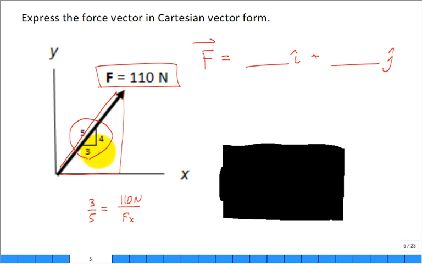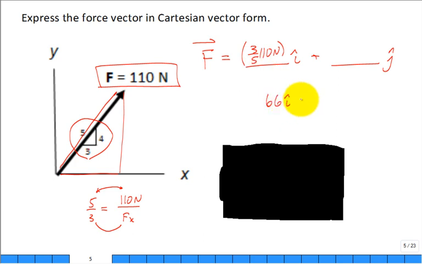The 3, whoops, I got it backwards. Put a 5 over 3, right? The hypotenuse is 5. The hypotenuse of the similar triangle for the force is 110 newtons, and the horizontal is 3 in the similar triangle, and then the horizontal for the force triangle is Fx. So what you pick up for Fx is 3/5 of 110 newtons, which, what does that come out to be?